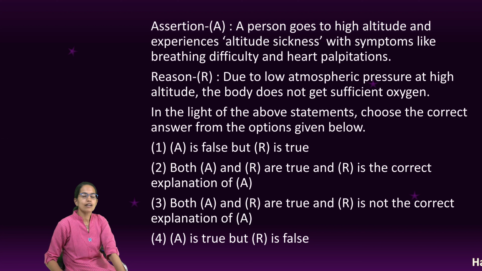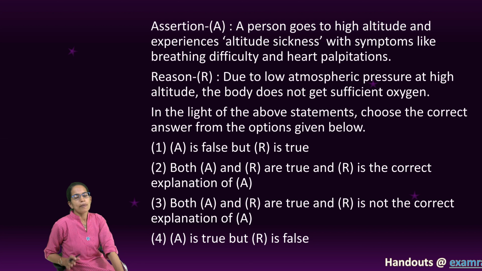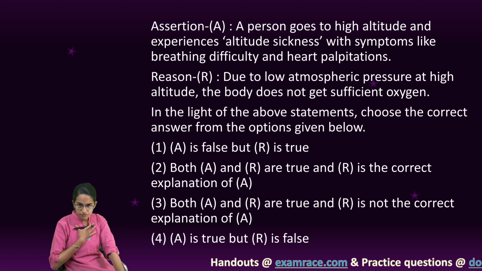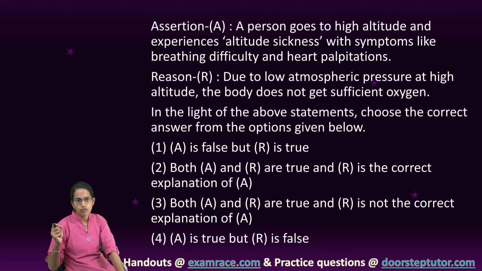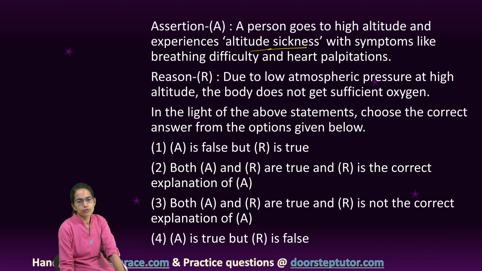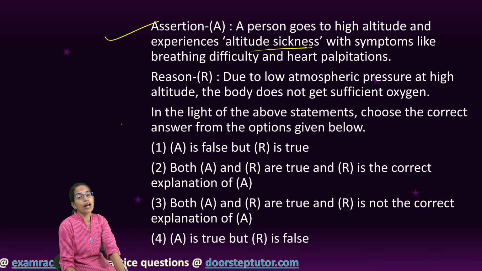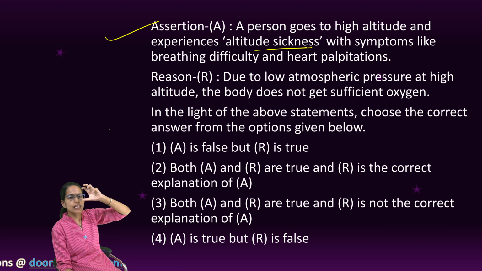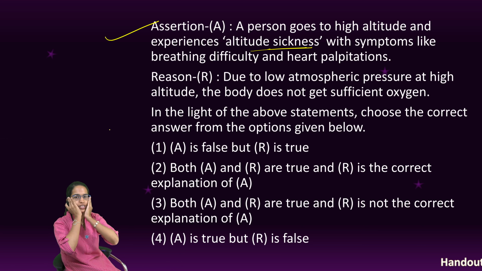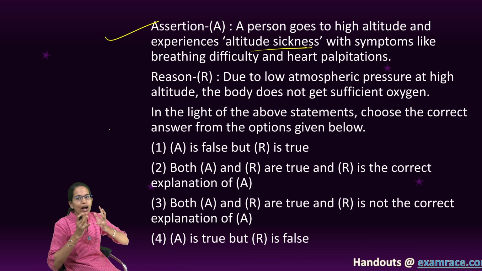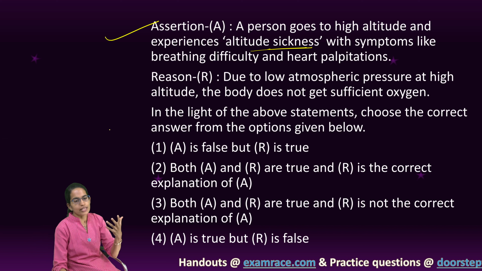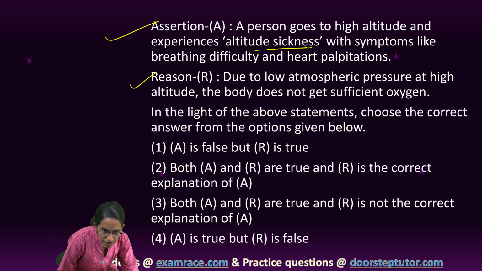The next is a very important question. A person goes to high altitude and witnesses symptoms like facing difficulty in breathing, palpitations of heart. We call this altitude sickness. Very correct. Why does this occur? As you move high, the atmospheric pressure reduces and therefore enough oxygen is not available, and therefore we also say your face becomes red. Why? Because you are trying to get more oxygen in, and therefore this is again a correct statement.